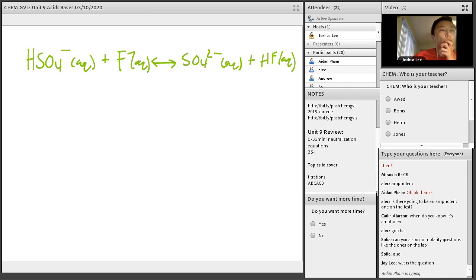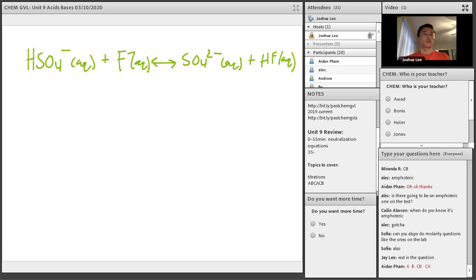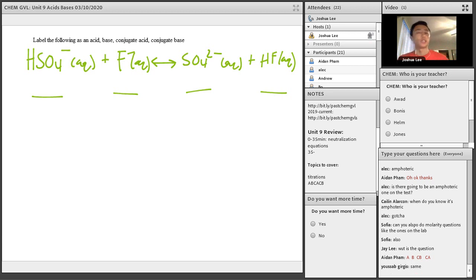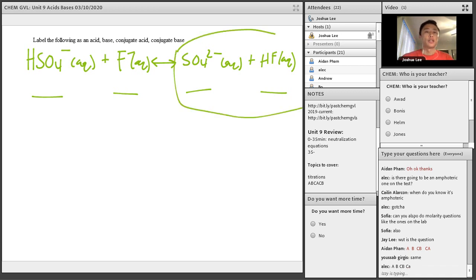The question is to label the following as an acid-base conjugate: acid, conjugate base. And remember, to keep this simple, just have one side always be your conjugate acid, conjugate base side. I always make my initial product side my conjugate something, conjugate something.